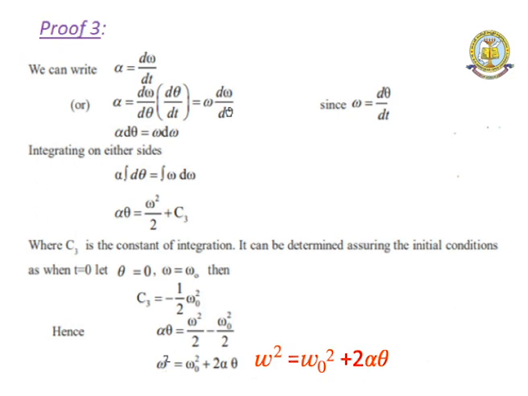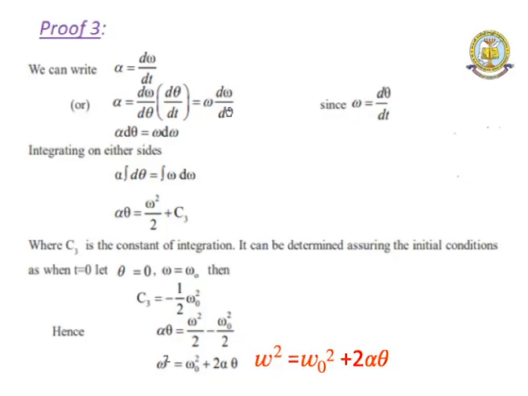So omega naught square by 2 plus c3 is equal to the left side. So c3 is equal to minus 1 by 2 omega naught square. Now substituting this c3 value in the above equation, alpha theta is equal to omega square by 2 minus 1 by 2 omega naught square. Here 1 by 2 is common, so taking the LCM of 2, 2 alpha theta is equal to omega square minus omega naught square. Here omega square is equal to omega naught square plus 2 alpha theta.